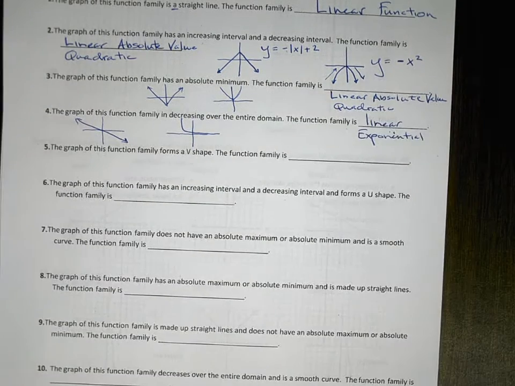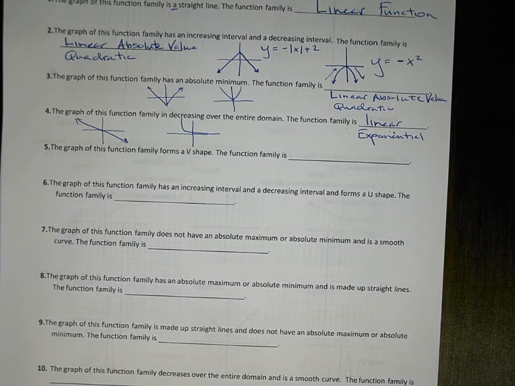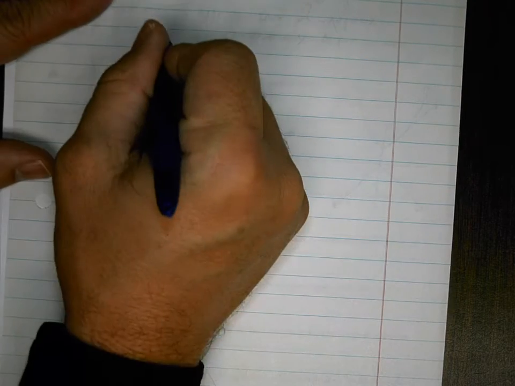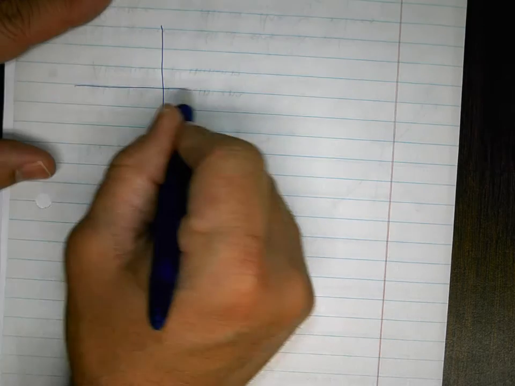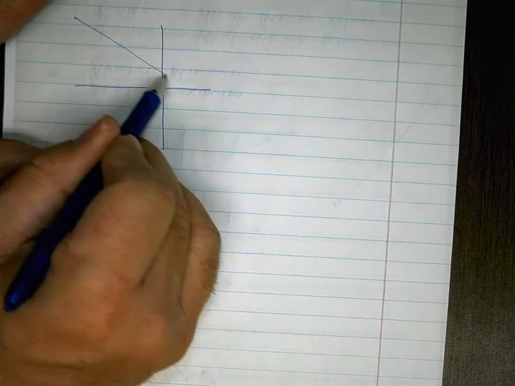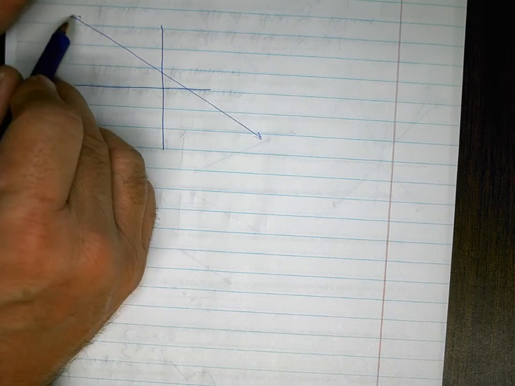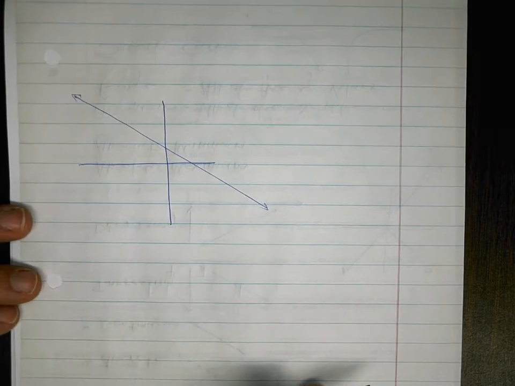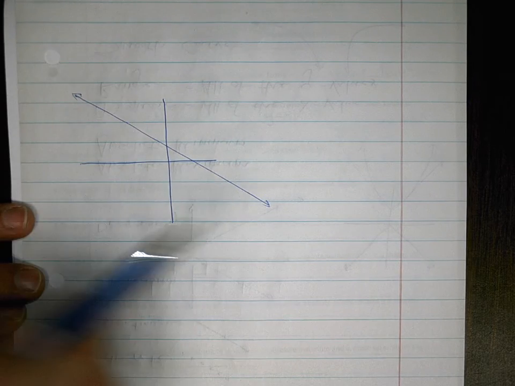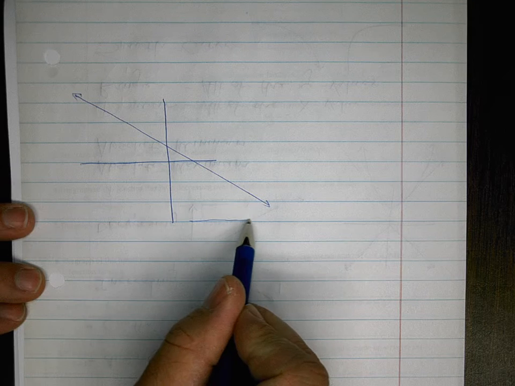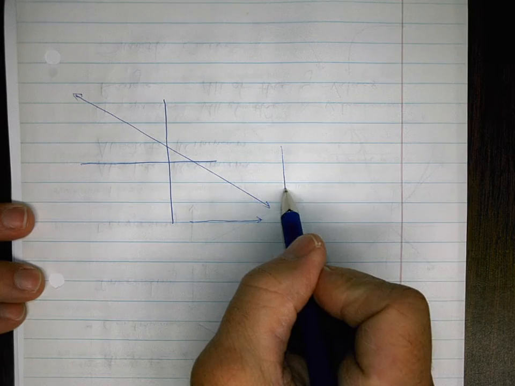So linear, I think you can understand why it decreases over the entire interval, right? Just draw one very quickly. If we have something with a negative slope, it's negative over the entire graph, right? As x gets larger, y is getting smaller.